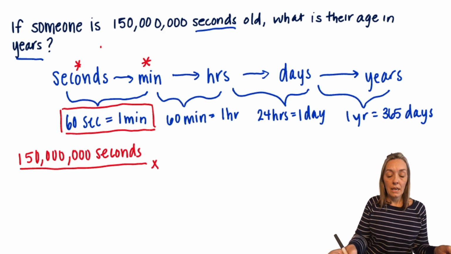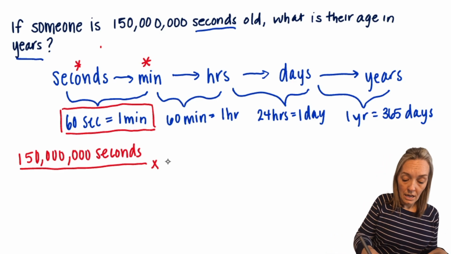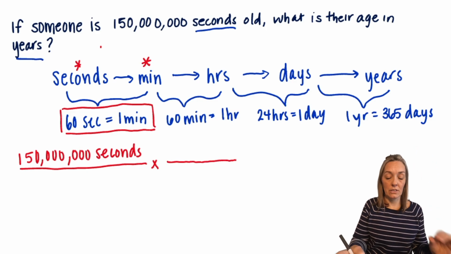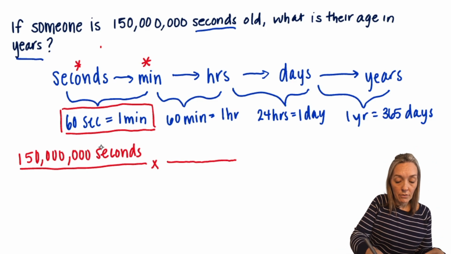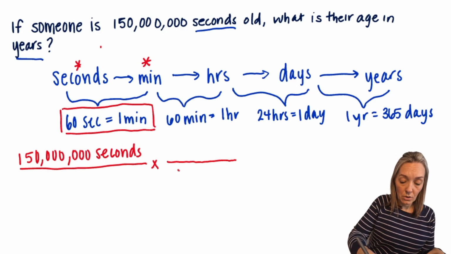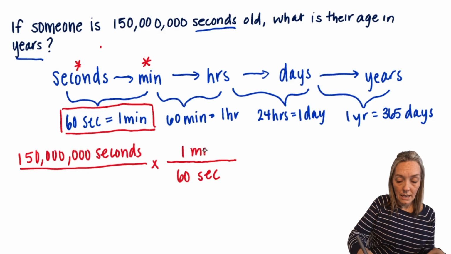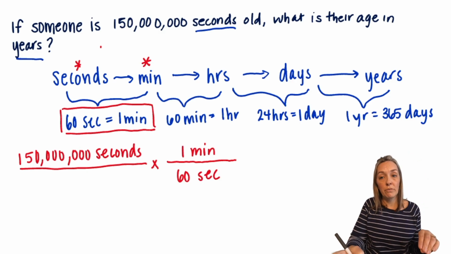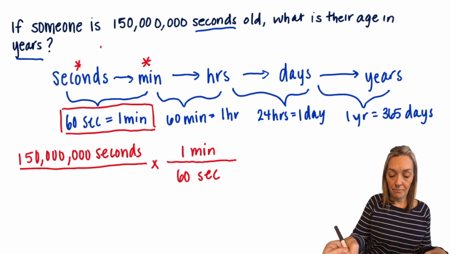In order to decide what goes where, I am going to make sure that my units cancel, not my numbers, but my units. If I have seconds on top, I need seconds on the bottom. So 60 seconds is going to go on the bottom this time, and 1 minute on the top. Again, the top and the bottom have to be equivalent to one another in terms of time.